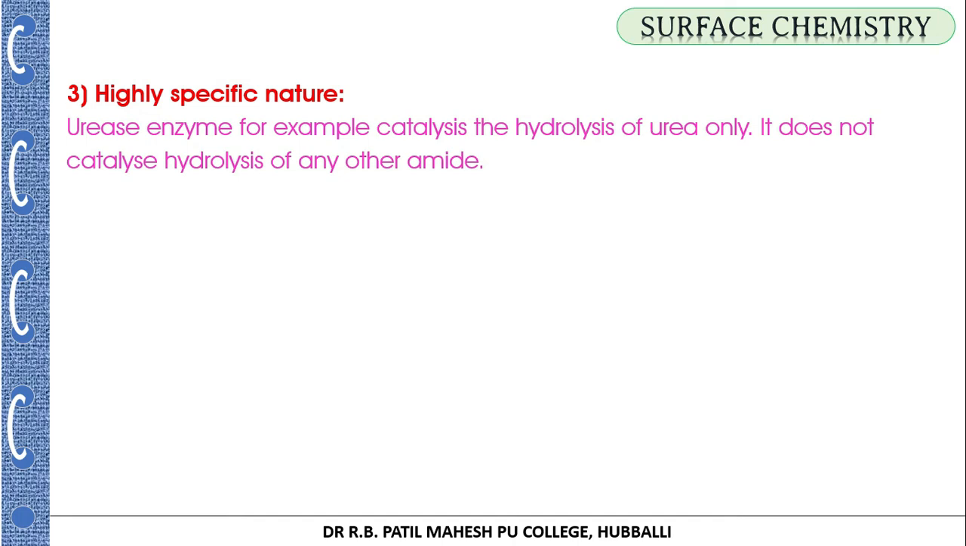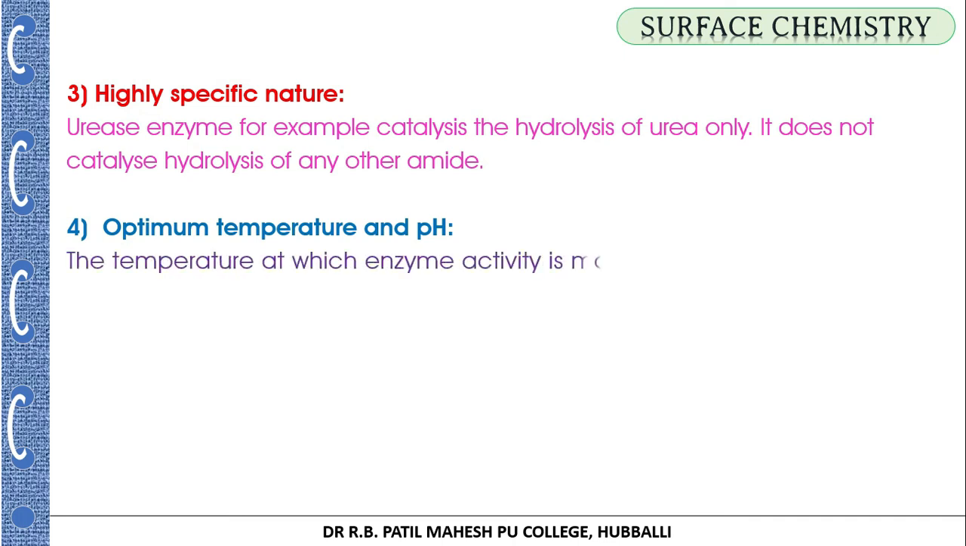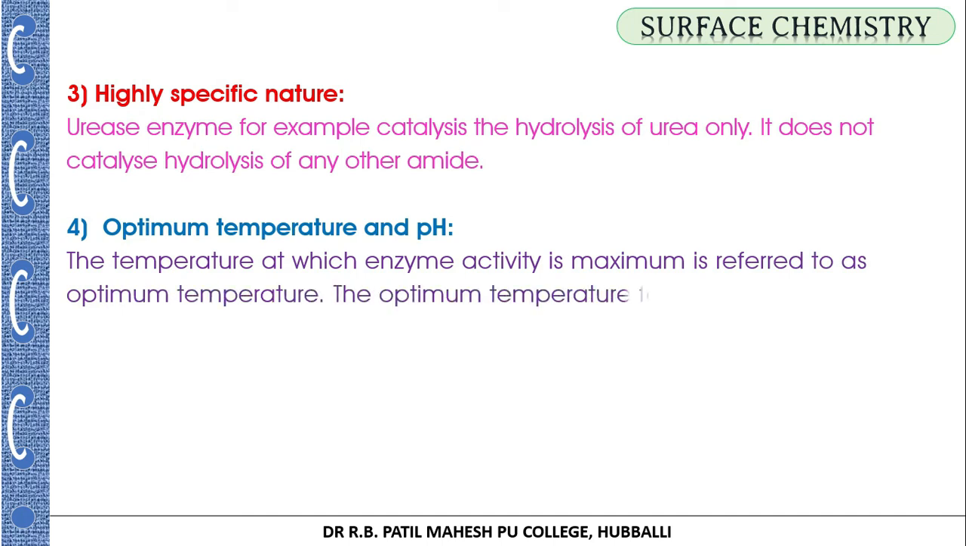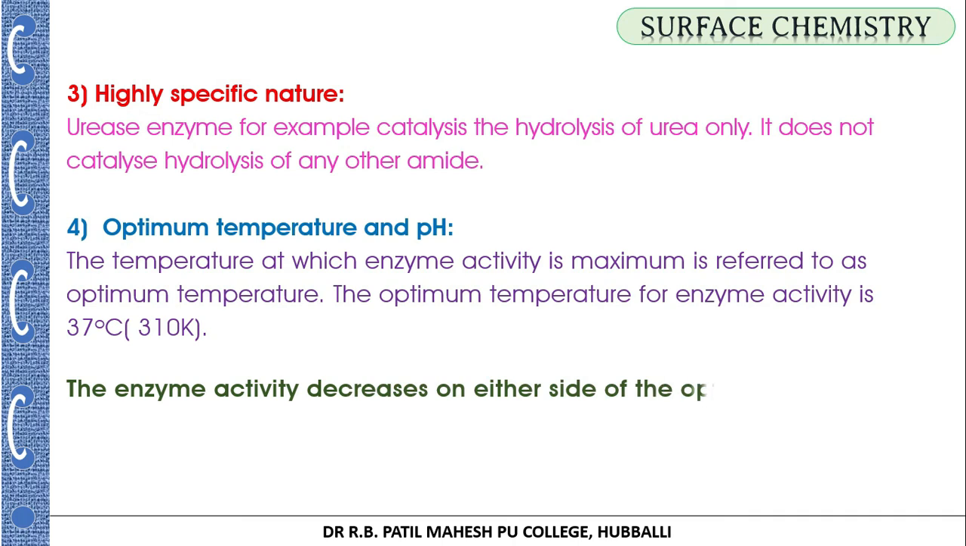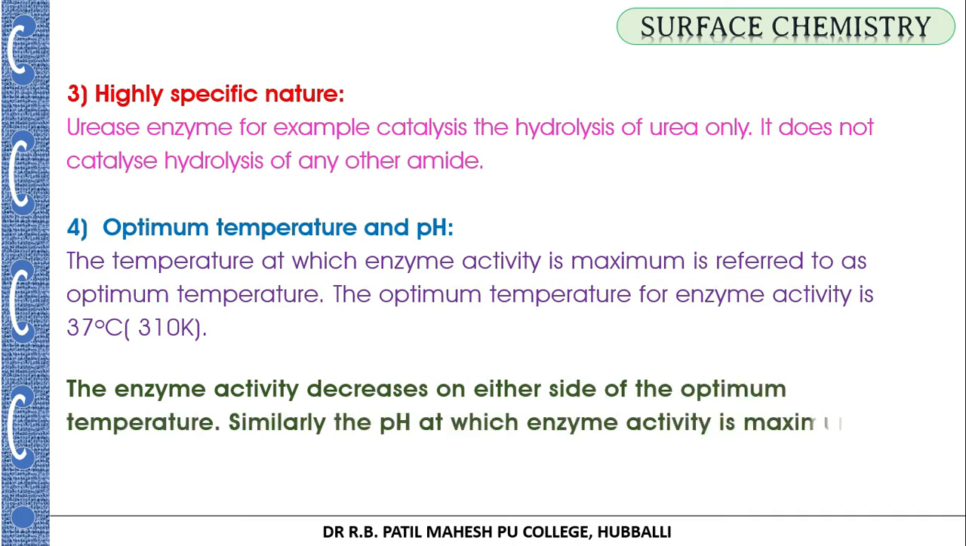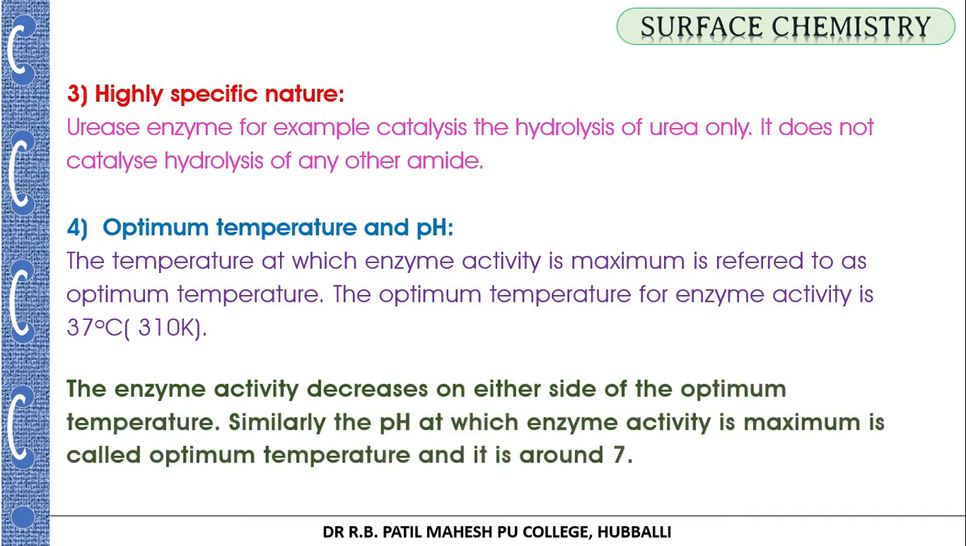Enzymes are active at optimum temperature and pH. Generally, they are active at body temperature of 37 degrees Celsius. What happens when we increase the temperature or vary the pH? Automatically the activity of the enzyme is going to decrease. The optimum temperature is found to be 37 degrees Celsius and the optimum pH is found to be nearly 7. So at 37 degrees Celsius and near pH 7, enzymes are found to have maximum activity.